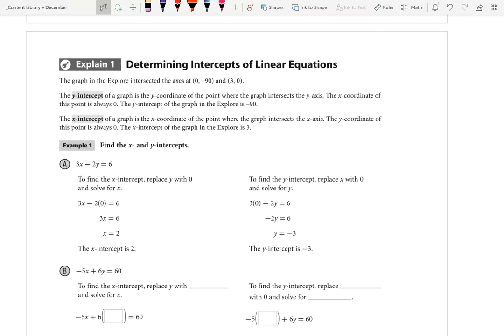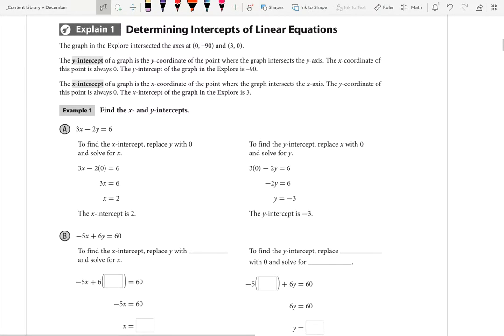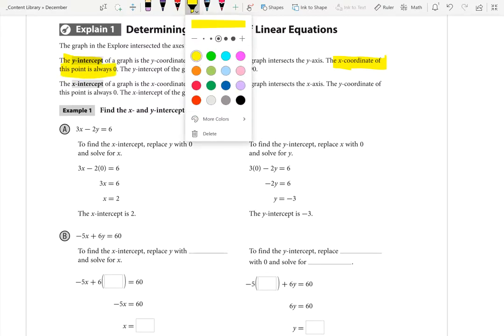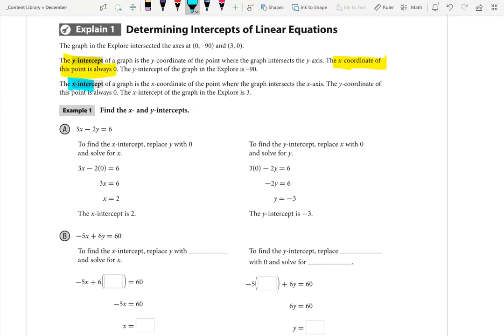Now, find the x- and y-intercepts. Some of the information that we just read was rather important, so let me highlight some of the parts. For the y-intercept, the x-coordinate is always 0. For the x-intercept, the y-coordinate is always 0.